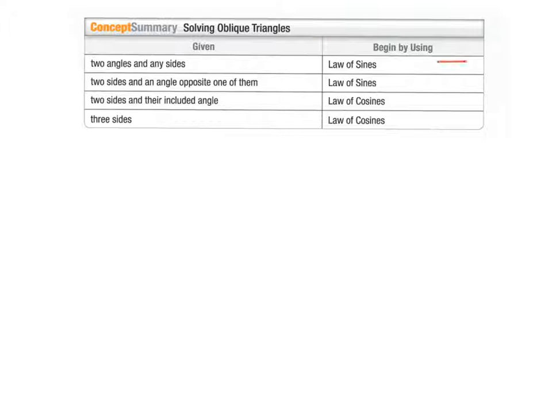You're using the law of sines when you have two angles and any side, or two sides and any angle. But if you include the included angle, you use the cosines, and if you only have sides, you use cosines.